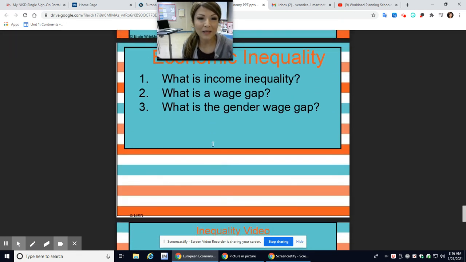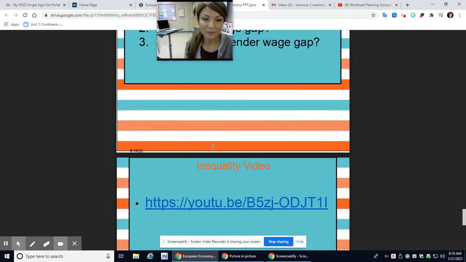So what is income inequality? Well, it's not even, right? It's not equal. What is a wage gap? What is the gender wage gap? So we'll talk about what those are, right? Why is it that it seems like boys or men get paid more than women? Is that true? For the most part, in a lot of countries, it is. And we'll talk about that.